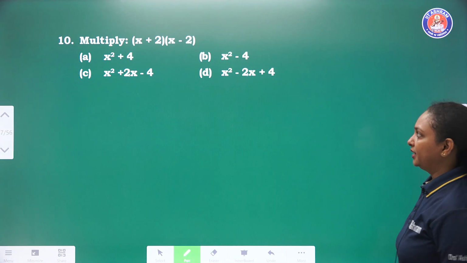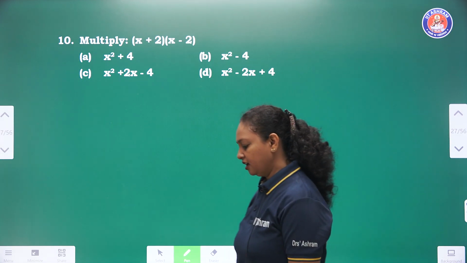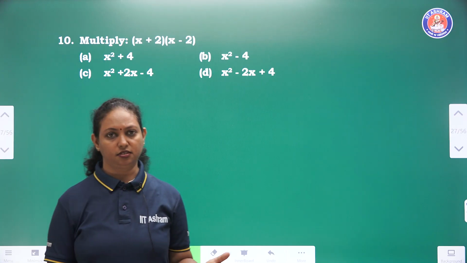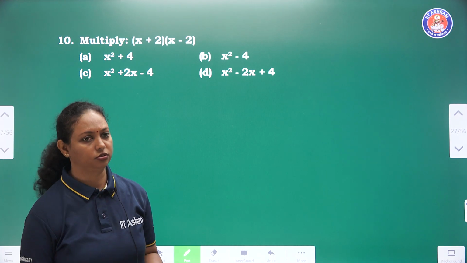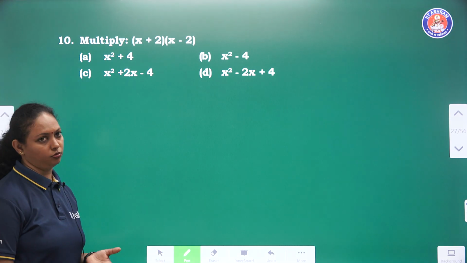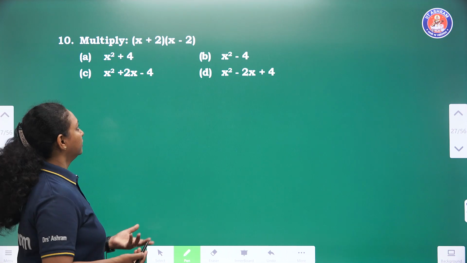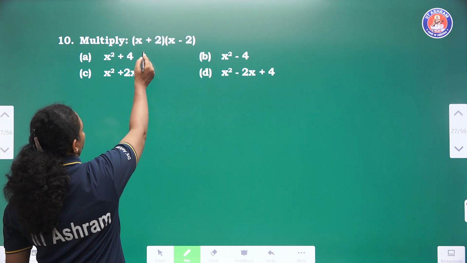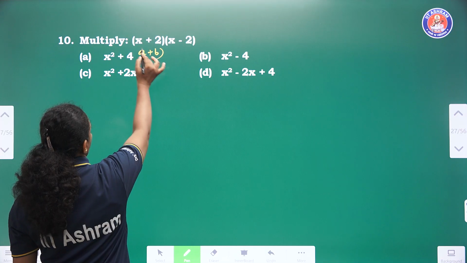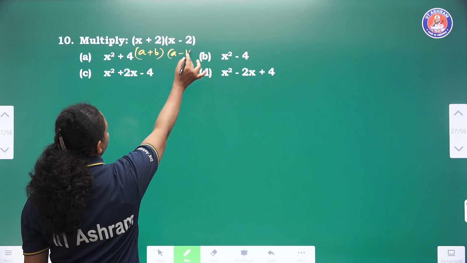Multiply this. Okay, how do we multiply? You can use the simple rule, and you can also use the identity. If you go with the identity, you will get the solution quickly. We just assume it looks like a plus b into a minus b.